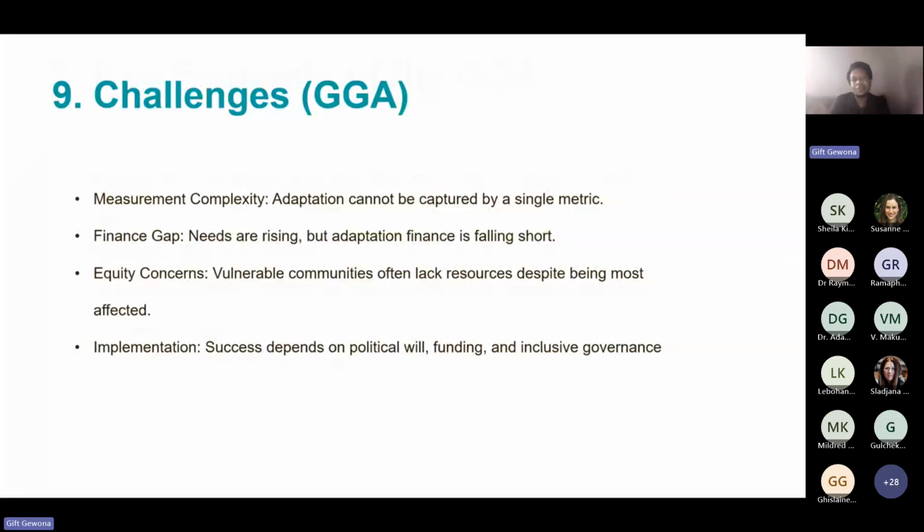What are the main challenges of implementing the GGA, or Global Goal on Adaptation? First, measurement complexity. Adaptation cannot be measured by a single metric, which relates to the challenges presented by the first speaker on how we measure this. Second, finance. Countries' needs are rising, but adaptation finance is falling short. So there have to be ways to mobilize adaptation finance from non-traditional sources, including the private sector, if we are to attain this goal. Third, equity concerns: vulnerable communities often lack resources despite being the most affected, which is true. And success depends on political will, funding, and inclusive governance. So that is briefly on the global goal on adaptation.